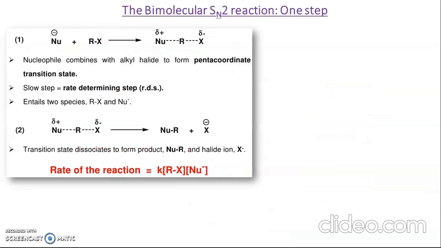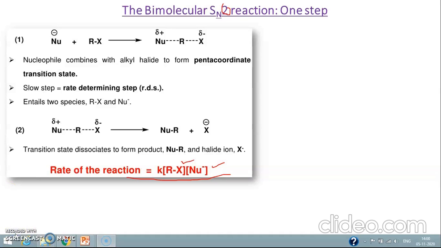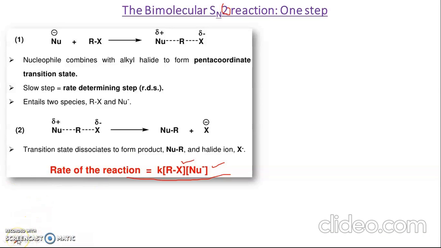Fine. Next is bimolecular, because now we can see it is bimolecular. Why? Look at the rate expression. There is a concentration term of RX, that is our alkyl halide, our main substrate, and the concentration of the nucleophile as well. So that is why it is a bimolecular reaction.